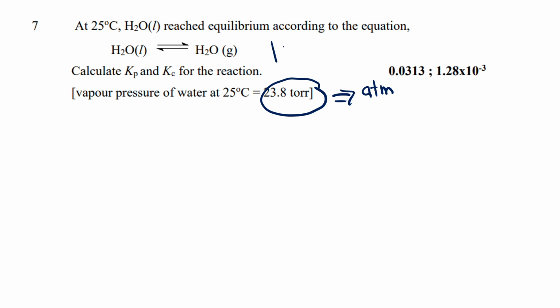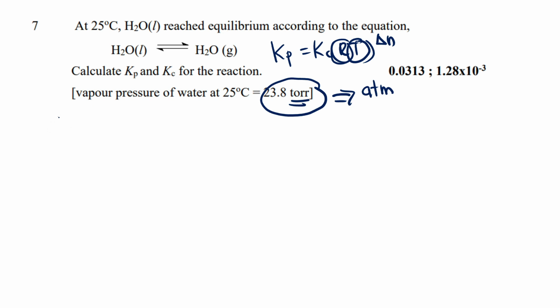Because of the relation between Kp, Kc, RT, delta N here, our temperature will be in Kelvin and R is in liter ATM per mole per Kelvin. That's why we cannot use the unit torr to calculate Kc. If the question asks for Kp only, there is no problem, we can directly use the unit torr. Okay, alright, so Kp.